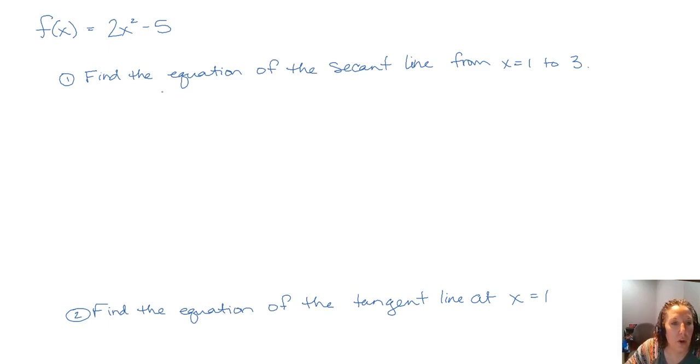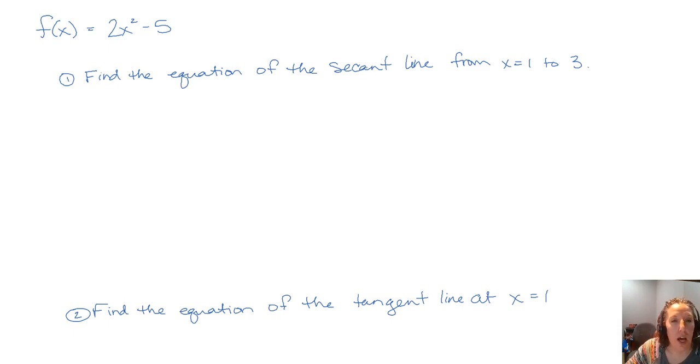Hello, in this video we're going to look at finding the equation of secant and tangent lines. The function we're going to use is f of x equals 2x squared minus 5. We are going to do this using the limit definition of the derivative.